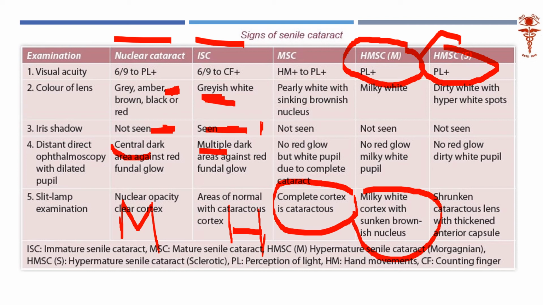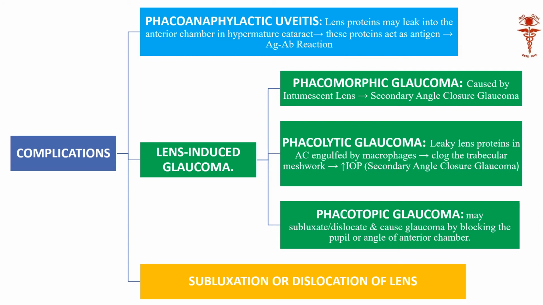And these are the basic differences. This will be constantly questioned to you in the examination. They'll keep asking you what is the difference between nuclear, what is cortical, what is immature, what is mature, what is hypermature, what is tumescent. These questions you have to answer.